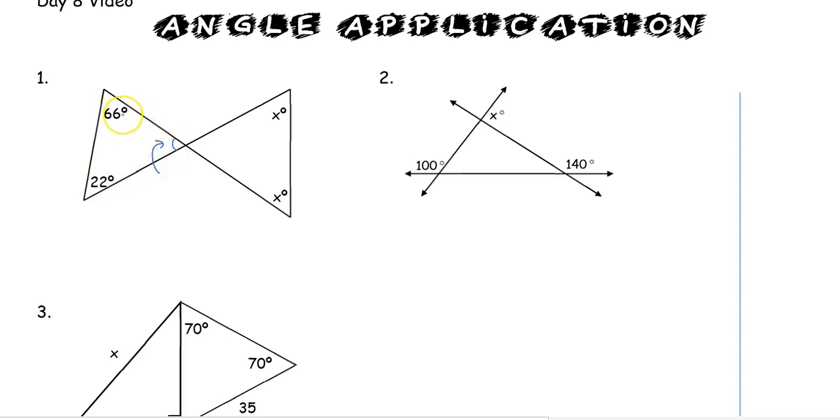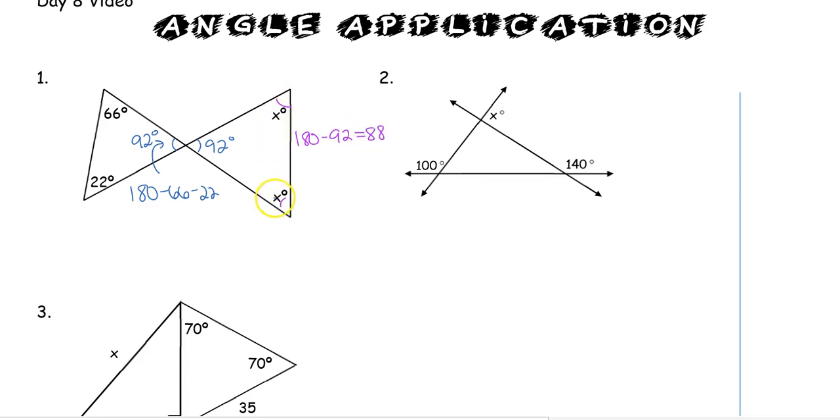I know all three angles in a triangle add up to 180. So I do 180 minus 66 minus 22, and that is going to leave me with 92 for this angle measure. The vertical angles are congruent, so if this is 92, then this is 92. Now since this is x and this is x, that's telling me that these two angle measures are congruent. So I do 180 minus 92, which leaves me with 88 degrees.